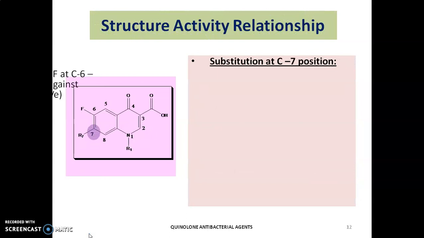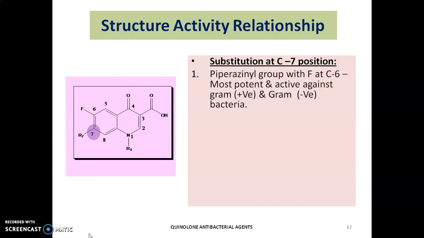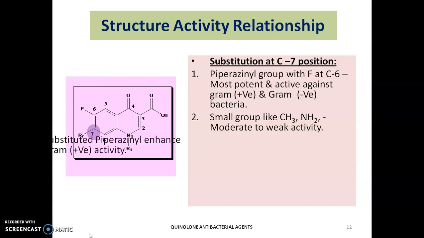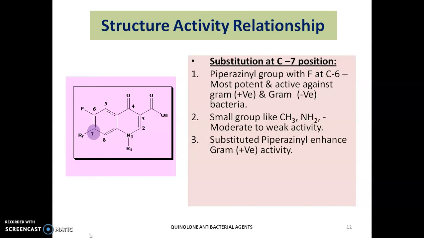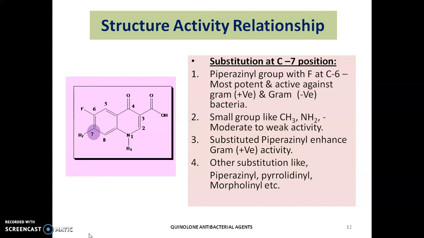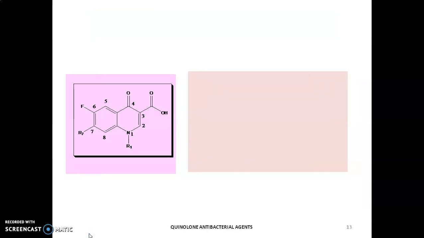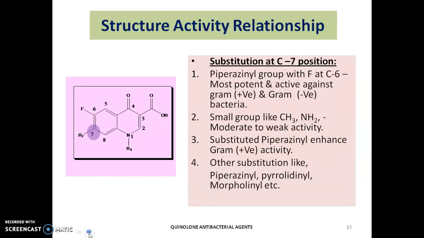Substitution at C7 position. Piperazinyl group with fluorine atom at C6 position is found to be potent and active against gram-positive and gram-negative bacteria. Small groups like methyl, amino have moderate to weak activity. Substituted piperazinyl at 7th position enhances the activity against gram-positive bacteria, whereas other substitutions like piperidinyl, pyrrolidinyl or morpholinyl can be afforded at 7th position.